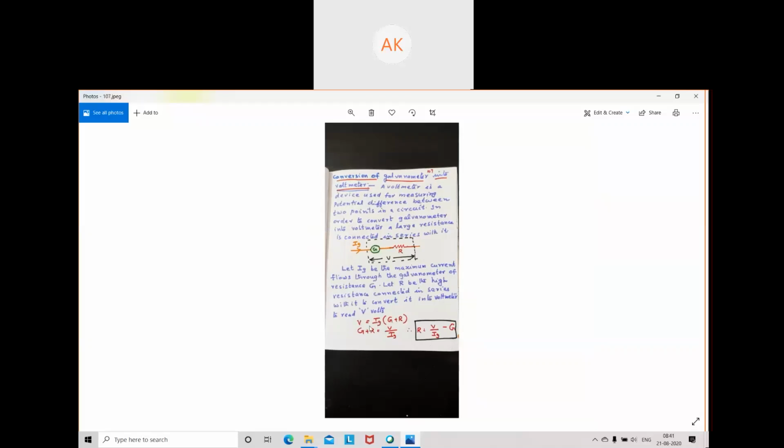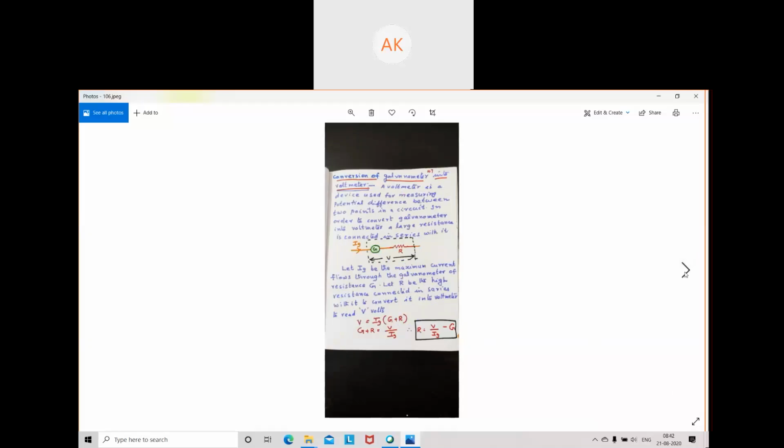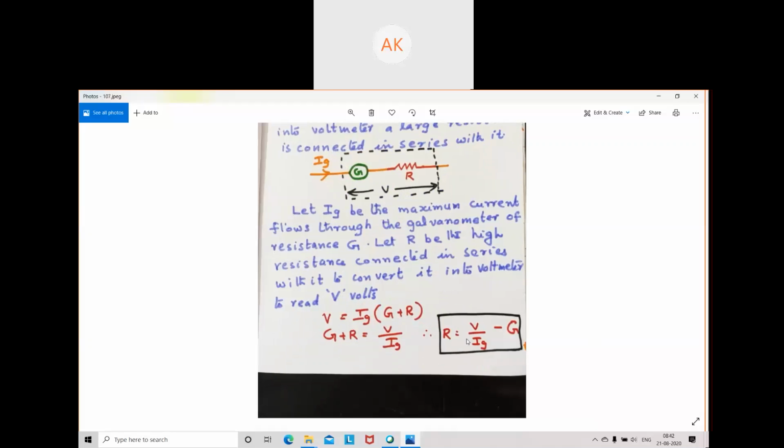So those are the two formulas we have studied. We have to convert a galvanometer into an ammeter. What is the formula? We should connect a shunt resistance S equal to Ig into G by I minus Ig. And for converting into a voltmeter, R is equal to V by Ig minus G. So remember this formula. Okay, next.